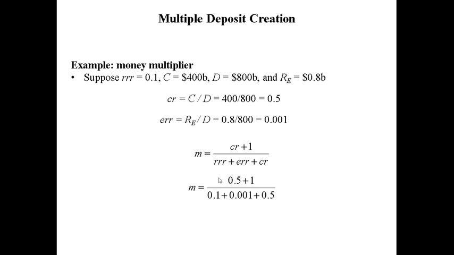The M1 multiplier would be, we replace this with 0.5, replace this with 0.001, and replace that with 10%, or 0.1. And we get a money multiplier of 2.5. Now what this means is if the Fed adds $1 of reserves to increase the monetary base by $1, then M1 will increase by 2.5.